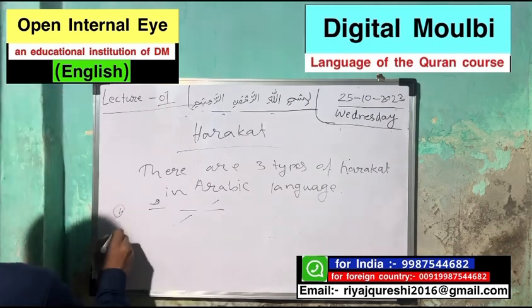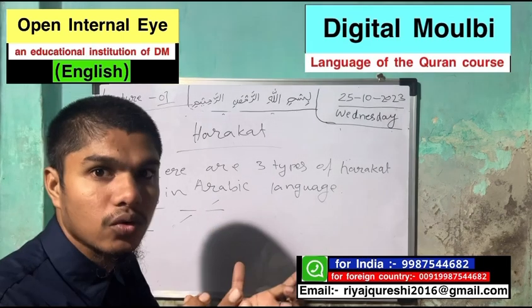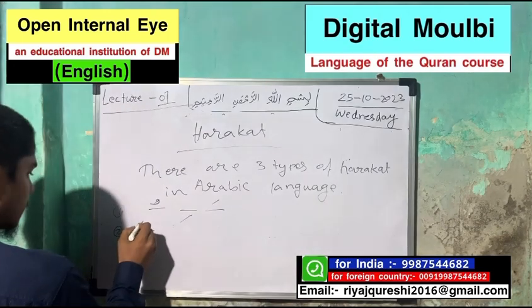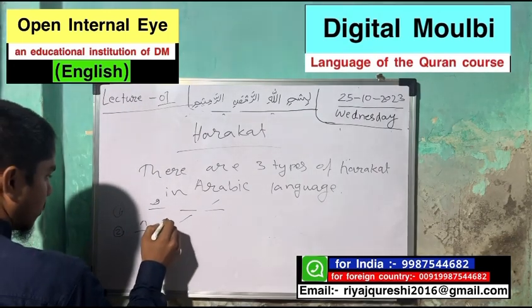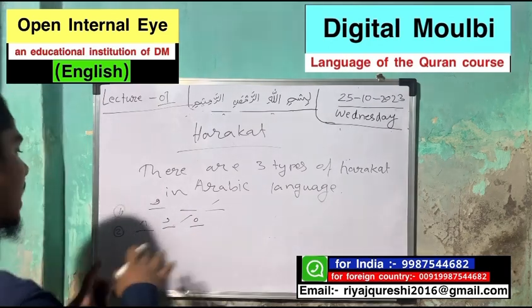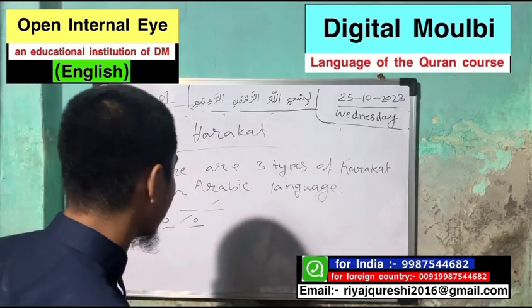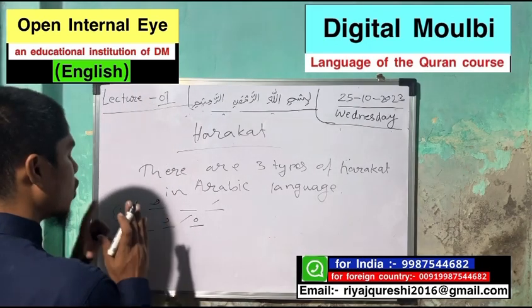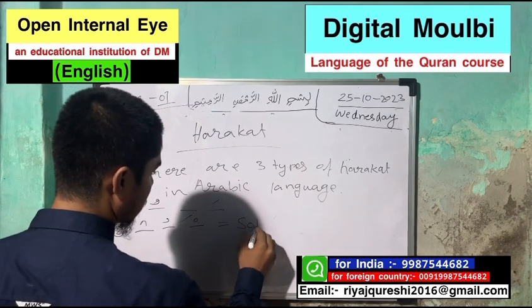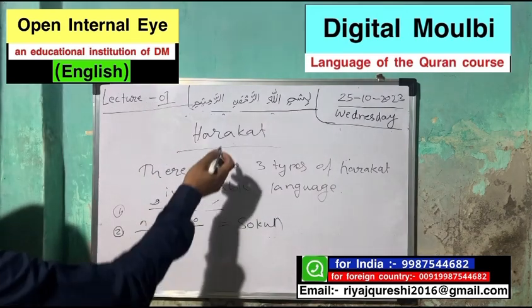Number 2 is sakun. There are 3 ways to write a sakun, like this, and like this, and like this. You will find these sakun in the mushaf, so that's why I have mentioned 3 of them. This is the second type of harakat.